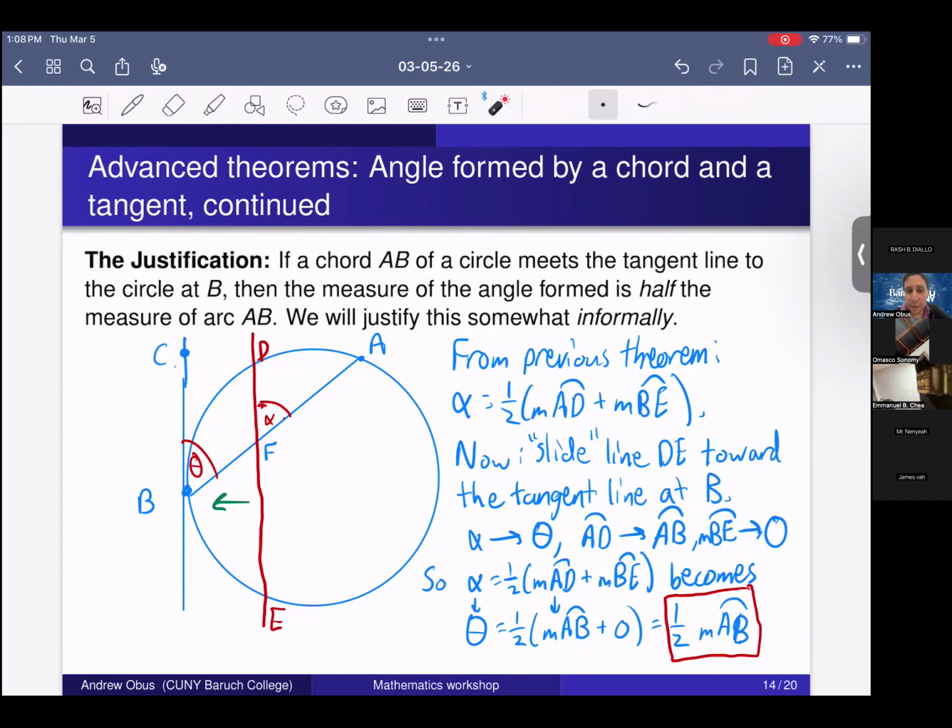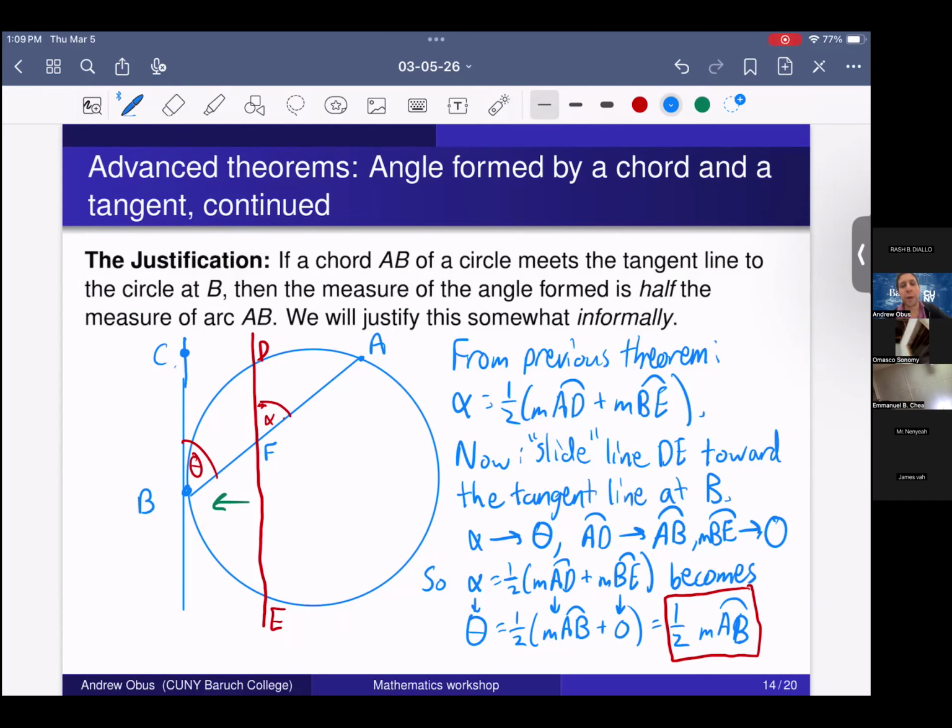Yes, Prince. It is a proof in the sense that we're proving the formula, which is that theta is 1/2 the measure of AB. Yes, 1/2 the measure of AB. And again, I wouldn't call this a proof.